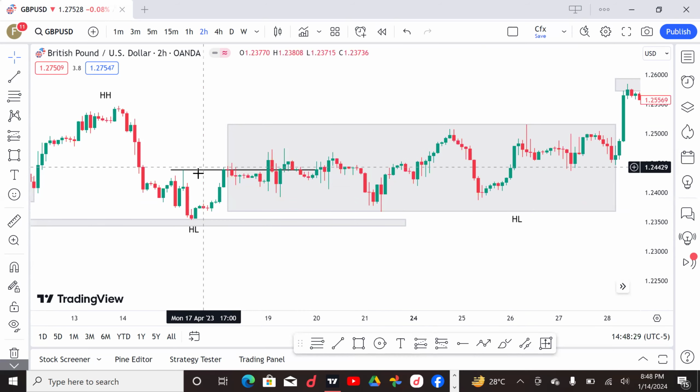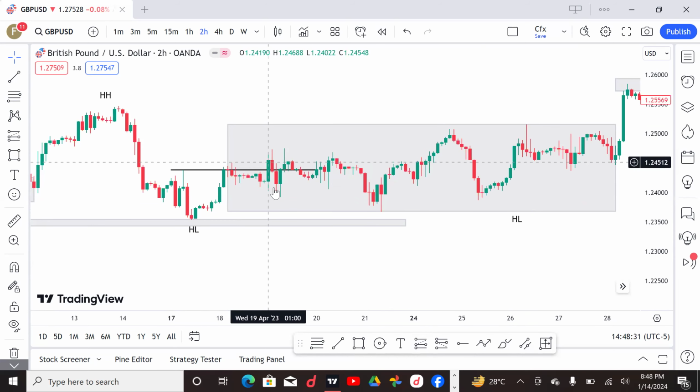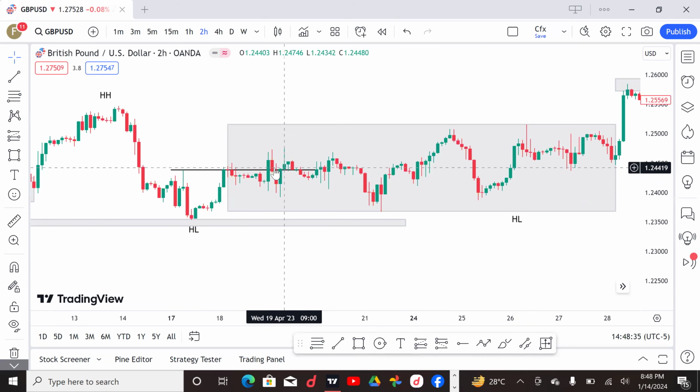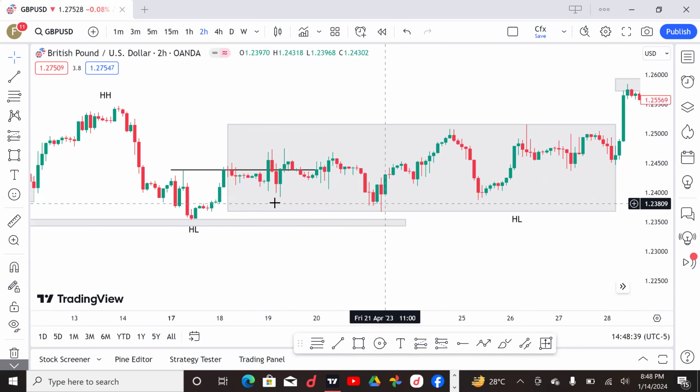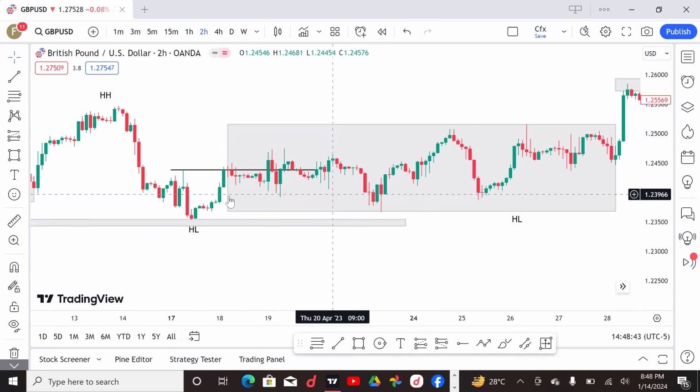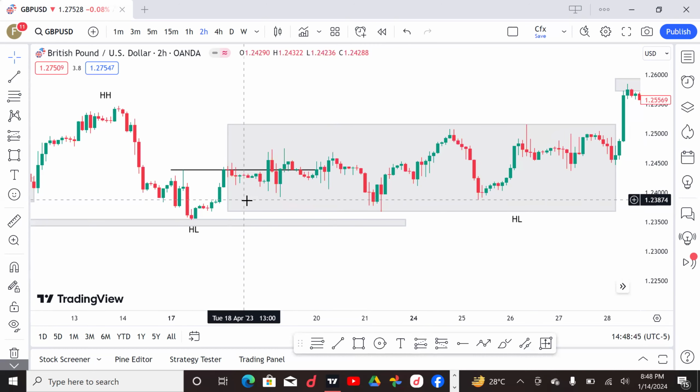Look at what happened here. Look at this long candle. But remember, in the 4 hours, it's just a wick. I've already told you that I want to go up. Price came back to fill all this fair value gap. You can see price came to fill that fair value gap.